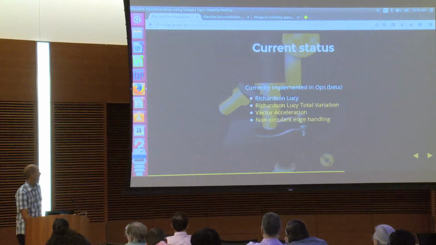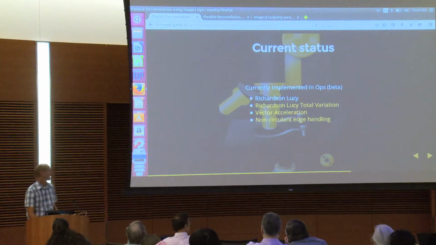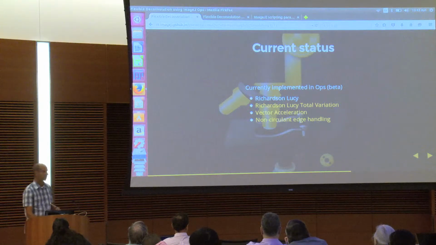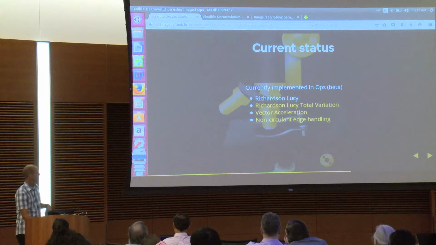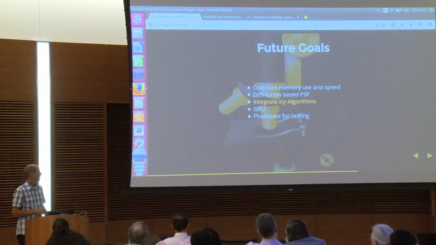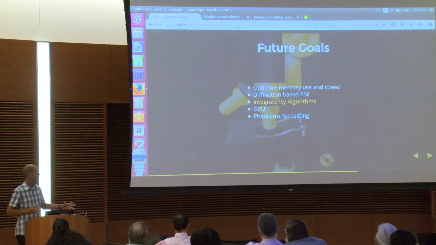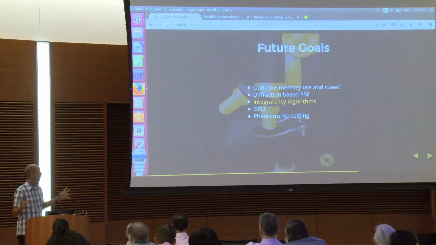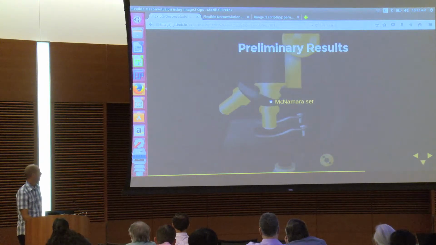So the current status is we have the Richardson-Lucy and Richardson-Lucy total variation algorithms implemented in ops. I've also been looking at vector acceleration and an edge handling scheme. The future goals are to optimize memory and speed and implement a diffraction-based PSF. There are some really nice algorithms in ICE, which I'd like to look at and possibly implement into ops, and a huge library of phantoms for testing would be good.